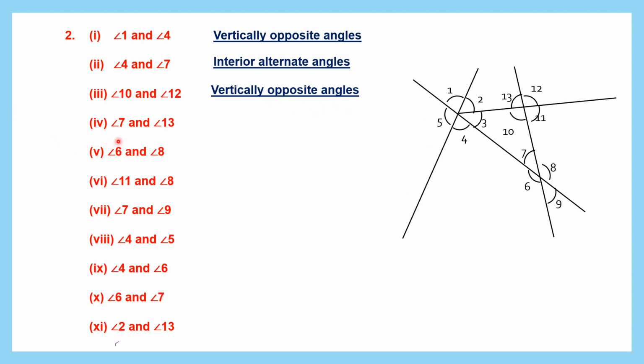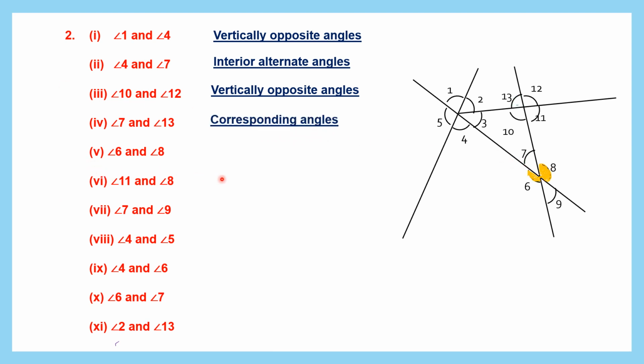Now the next one is angle 7 and angle 13. 7 is here and 13 is here. So now we are going to consider this line and this line cut by the transversal, which is here. Now look at angle 13 and angle 7. They are on the same side, but one is outside, one is inside. So such angles are called corresponding angles.